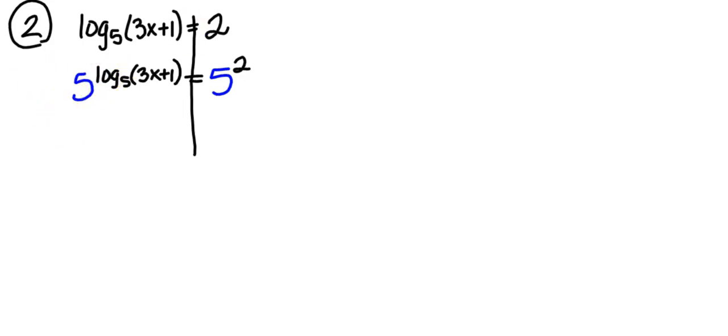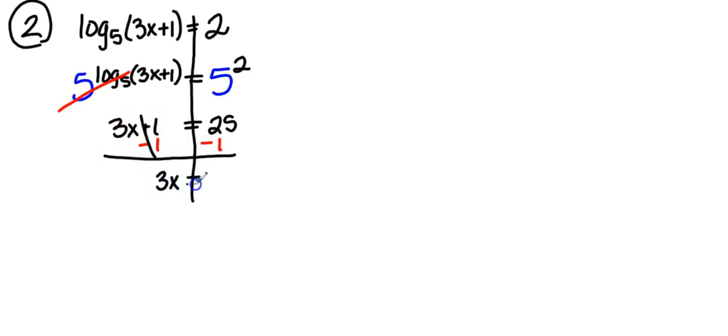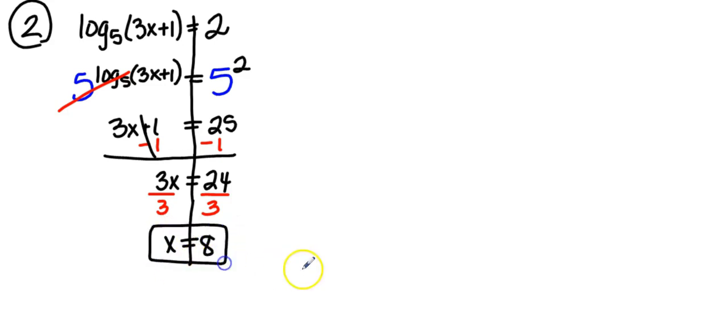So I know that 5 and log base 5 cancel. Those are inverse operations. That leaves behind 3x plus 1 equals 25. I will subtract 1 from both sides, and we get 3x equals 24. To wrap this up, we will divide both sides by 3, and we arrive at x equals 8.